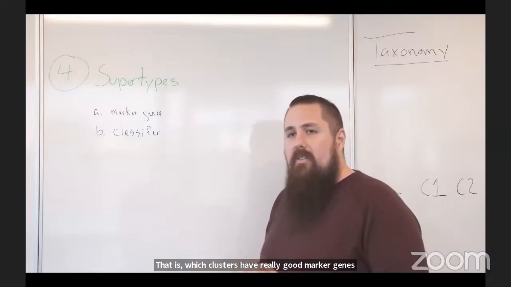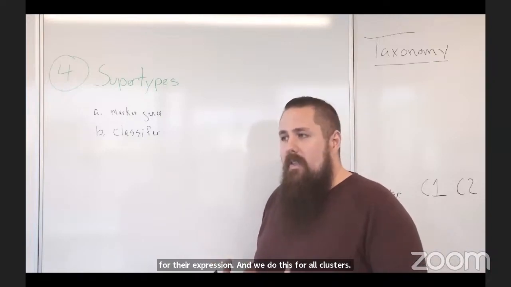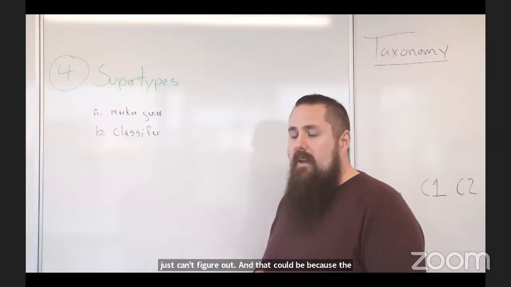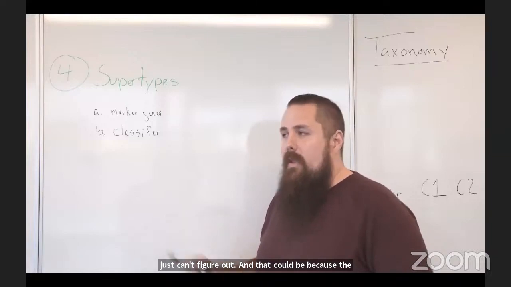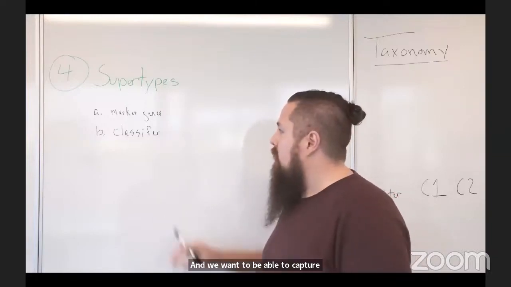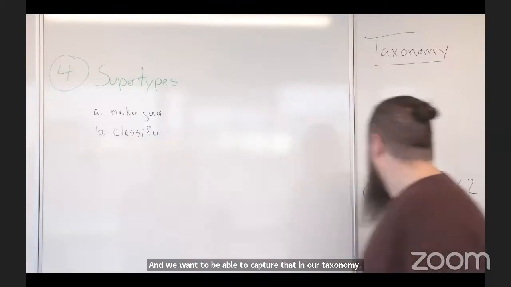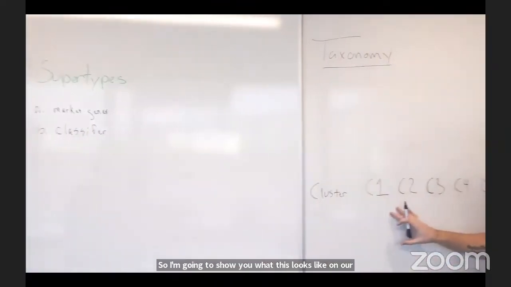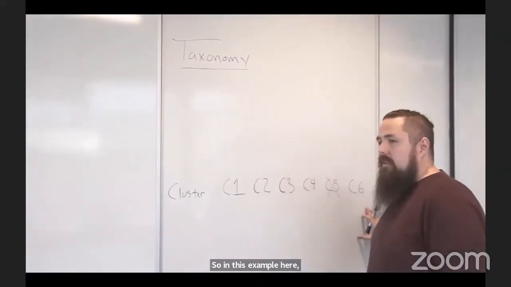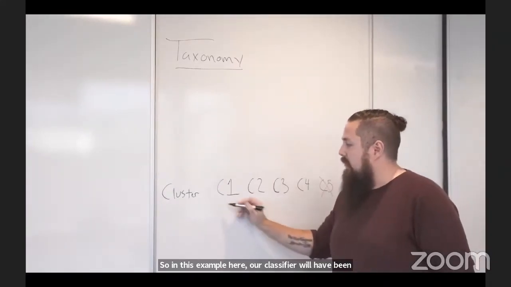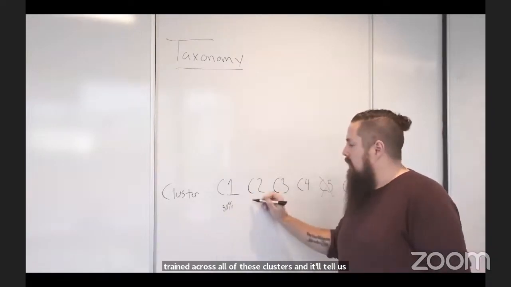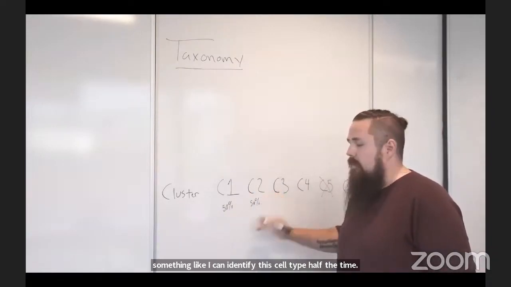And we do this for all clusters, and we'll find certain clusters that, well, the model just can't figure out. And that could be because the clusters define more gradients in expression, and we want to be able to capture that in our taxonomy. So I'm going to show you what this looks like on our taxonomy. So in this example here, our classifier will have been trained across all of these clusters, and it'll tell us something like, I can identify this cell type half the time, along with cell type 2, or cluster 2.